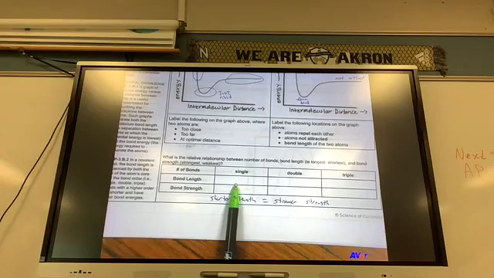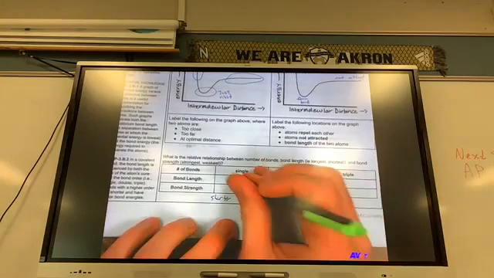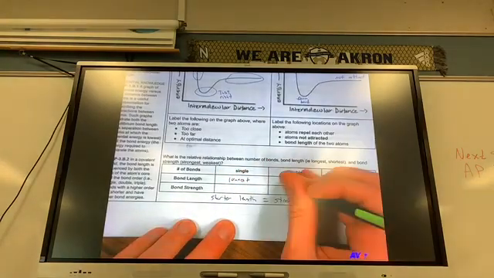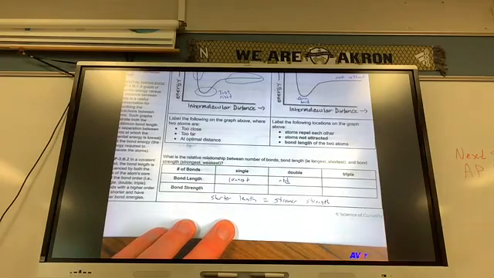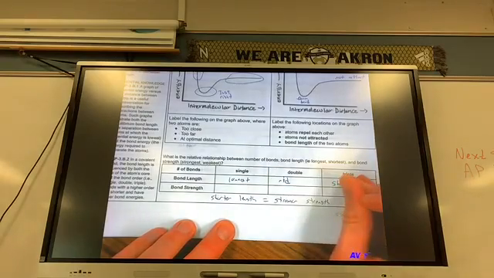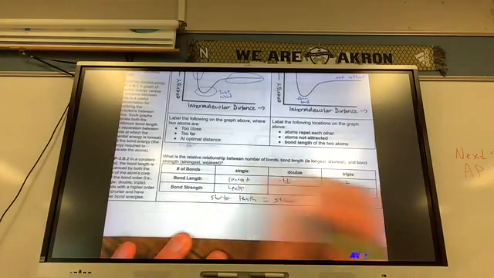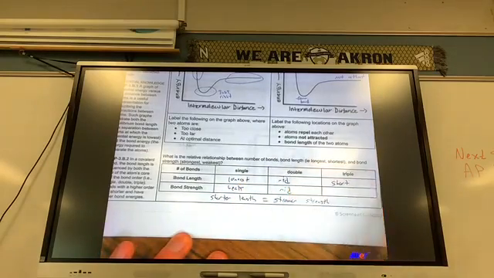Bond length. Single bond: long. Double: intermediate. Triple: short. Bond strength: single is weak, double is mid, triple is strongest.